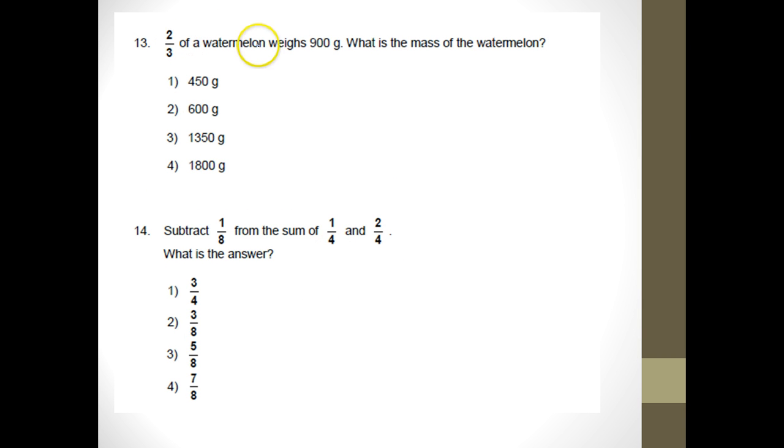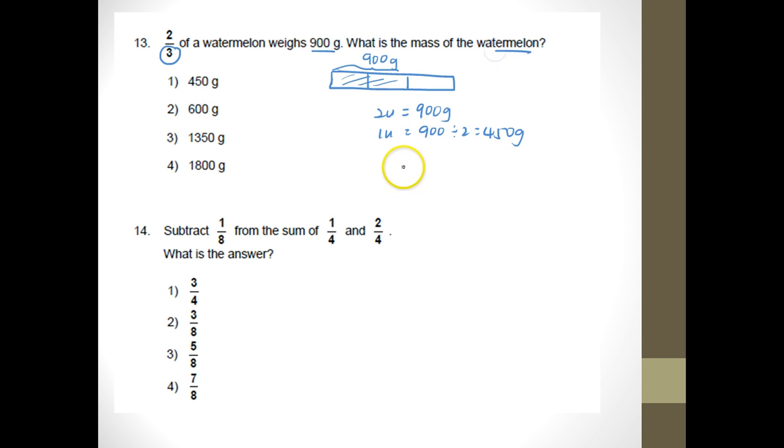Question 13. 2/3 of a watermelon weighs 900 grams. So 2/3. So the watermelon is 3 units. That's your total. 2/3 is 900 grams. So 2 units is 900 grams. 1 unit will be 900 divided by 2, which is 450 grams. I want to find the mass of the watermelon, which is 3 units. 450 times 3, which is 1350 grams.